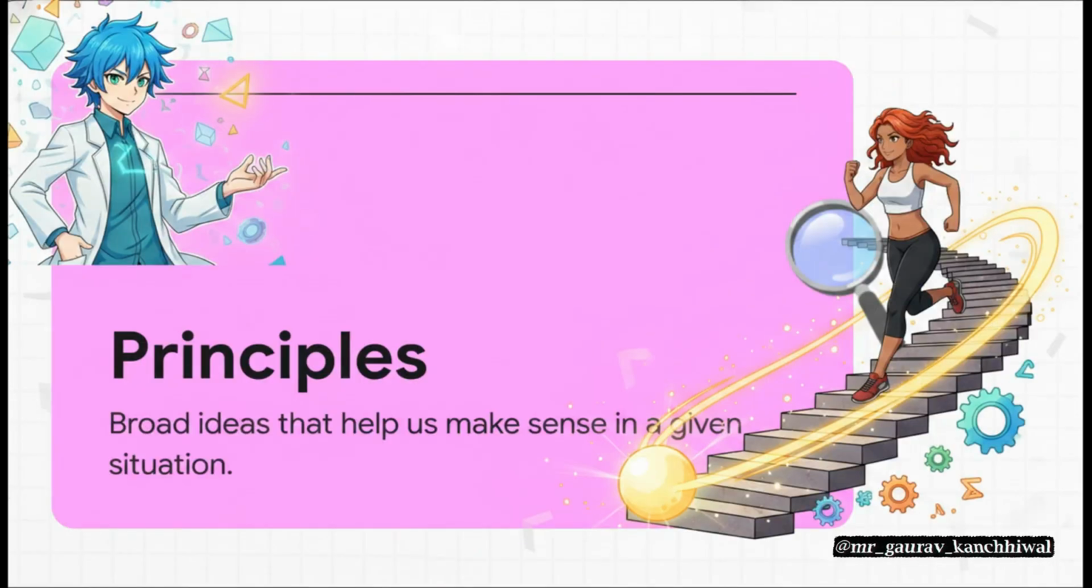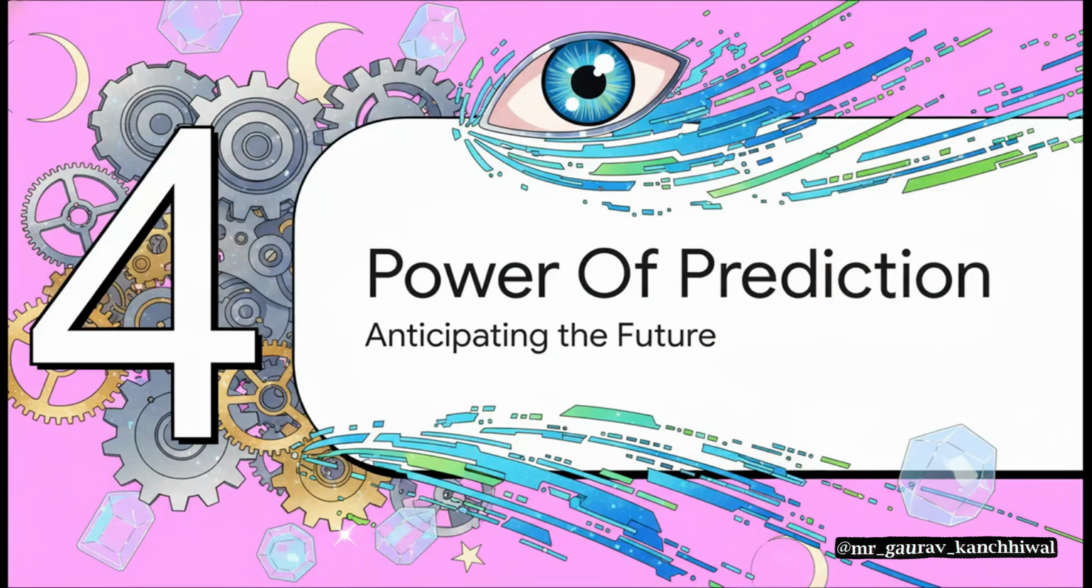Finally, we have a principle. Principles are essentially broad ideas that help us make sense of specific situations. A great example of this is the principle of conservation of energy. You apply this broad idea to understand exactly what's happening physically when you're expending all that energy climbing up a steep flight of stairs.